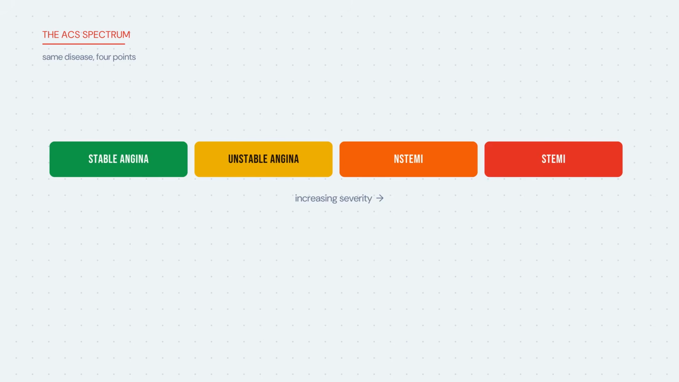Now the 4 names, in order of severity. Stable angina: predictable chest pain with exertion, relieved by rest or nitroglycerin in about 5 minutes, no permanent damage. Unstable angina: the pain now comes at rest, or it is new, or it is worse than usual, and it does not reliably resolve. NSTEMI: muscle has actually died, but the artery is partially open, so the ECG does not show ST elevation. STEMI: complete occlusion, full thickness injury, and ST elevation on the ECG. Same disease, 4 points along it.